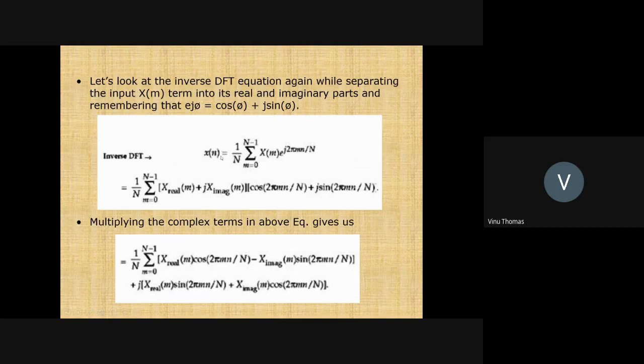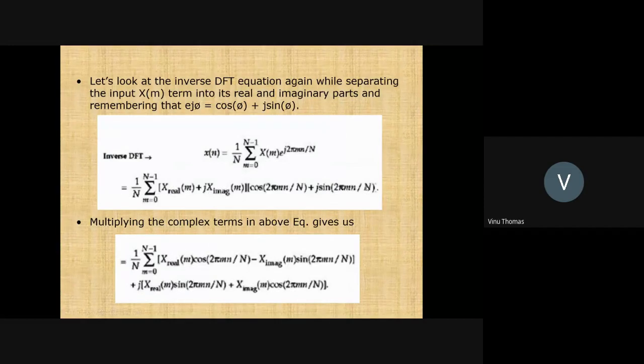So x of n you can write as 1 by N sigma m equal to 0 to N minus 1 X of m e raised to j 2 pi mn by N. Now you have seen that X of m will have a real part and an imaginary part, which you can write as 1 by N sigma m equal to 0 to N minus 1 of X real of m plus j into X imaginary of m, into, then I will expand this also, cos 2 pi mn by N plus j sine 2 pi mn by N.